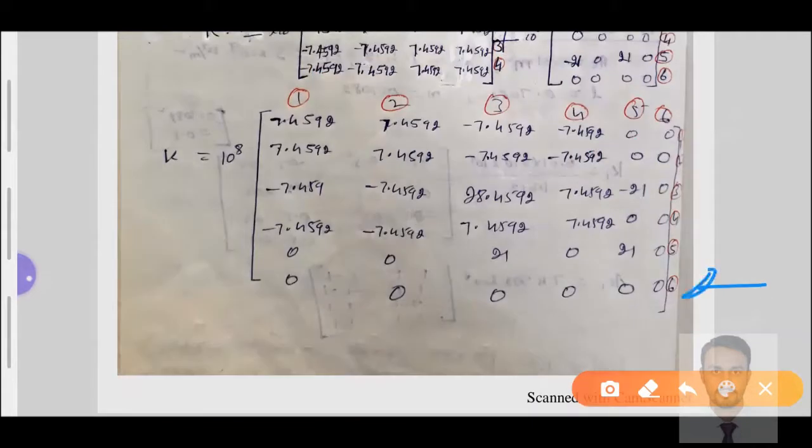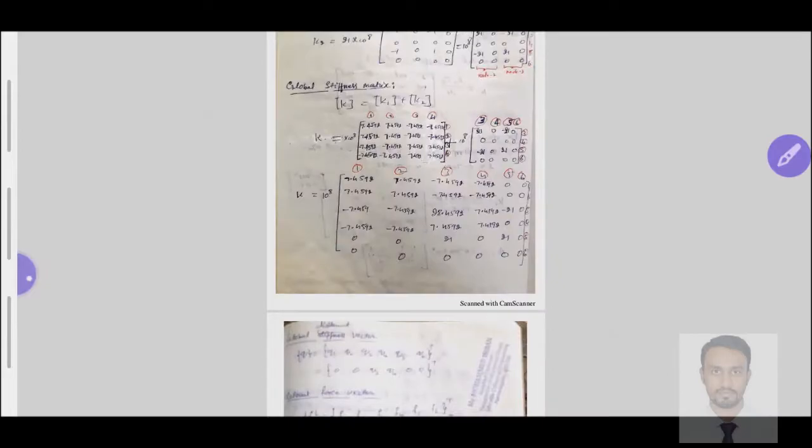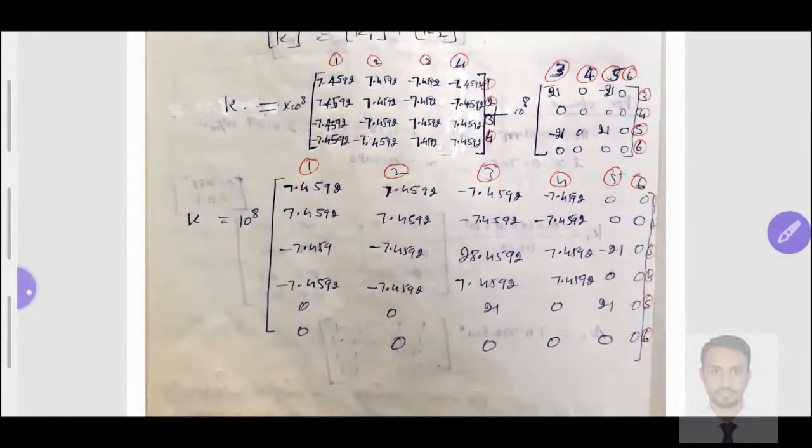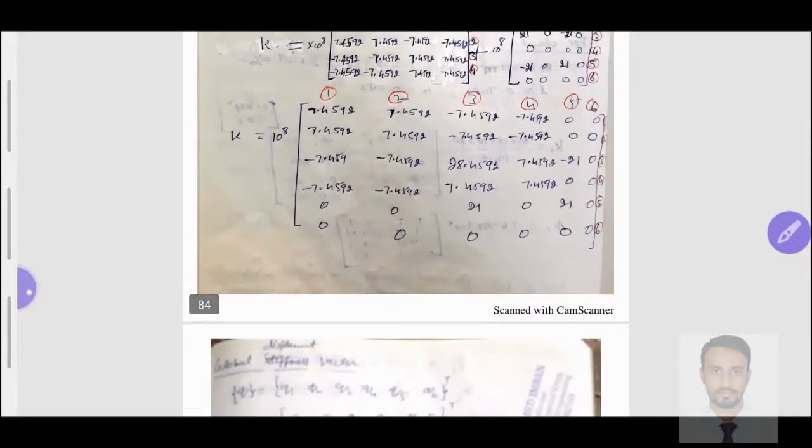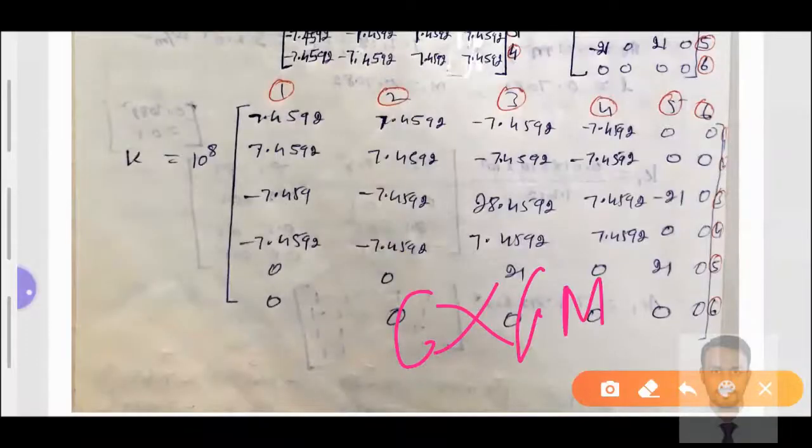Sixth row we have here, we don't have any sixth row in the other matrices. Sixth row, first column 0, second column 0, third column 0, fourth column 0, fifth column and sixth column, all columns we have 0, 0, 0. All the rows and columns we have assembled. We got that 6 cross 6 matrix.